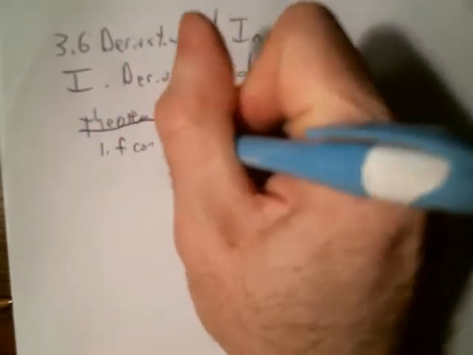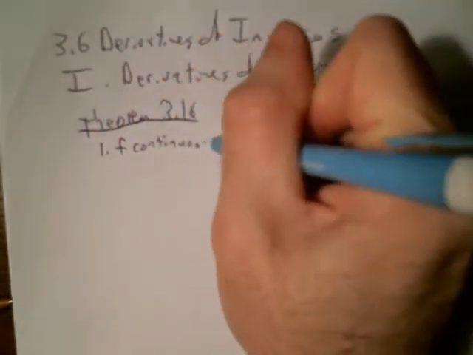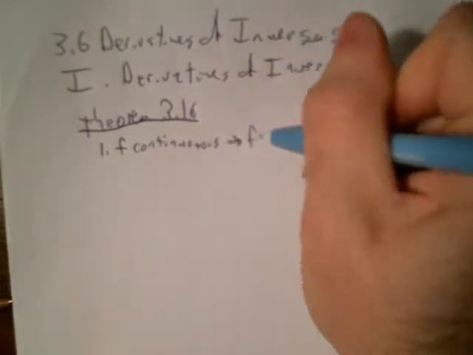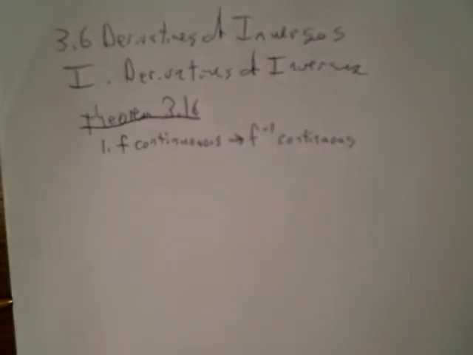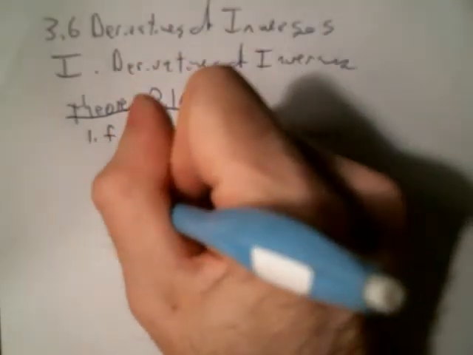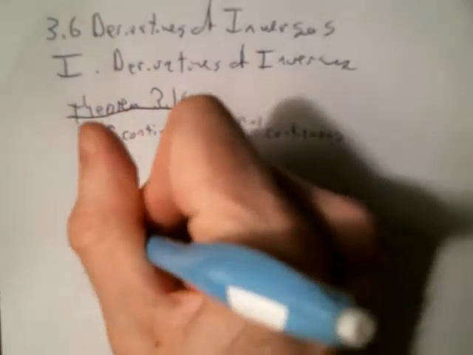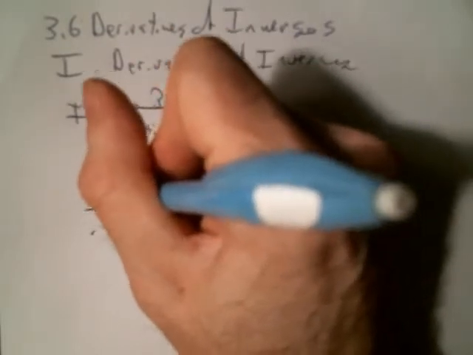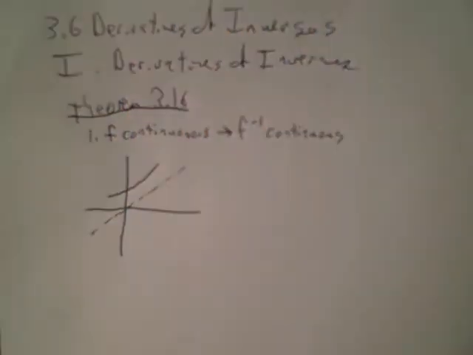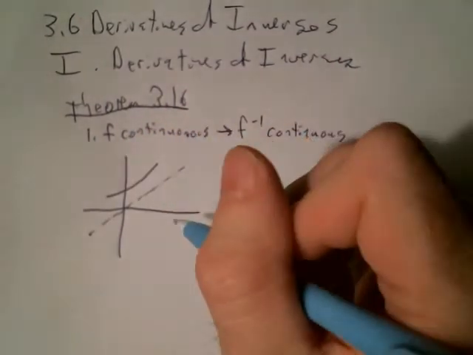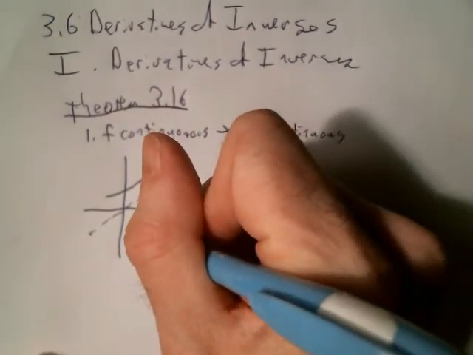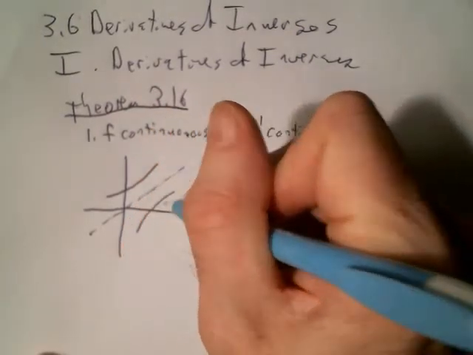Geometrically, if f is continuous, then f inverse is continuous. This makes sense if you remember your construction of an inverse function. Let's take something that's continuous and invertible. If it's one-to-one, it's invertible, so that really puts a lot of constraint on what kind of thing you are working with.